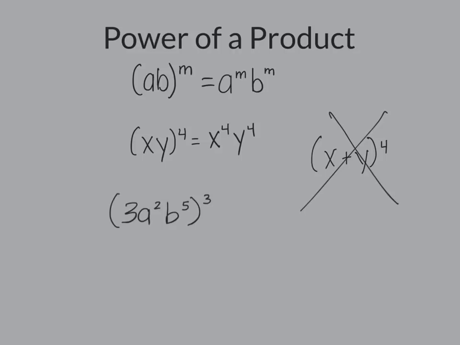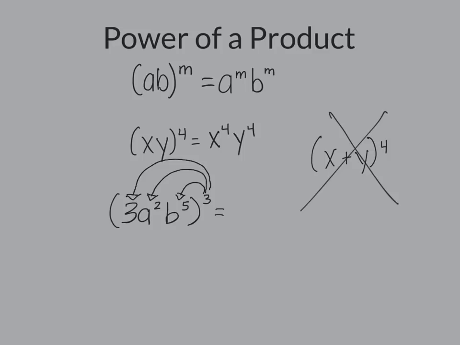Here's another slightly more complex example. 3 times a to the power of 2 times b to the power of 5 all to the power of 3. So since on the inside of this parentheses we only have multiplication, that means that this exponent of 3 on the outside needs to be applied to each term here, each variable or number on the inside.